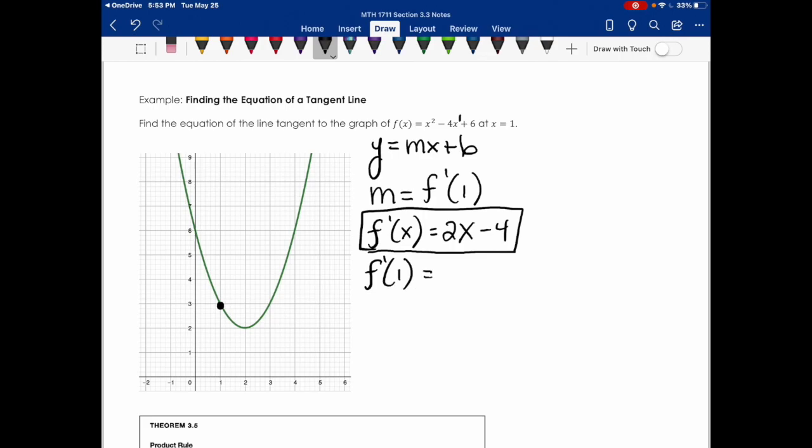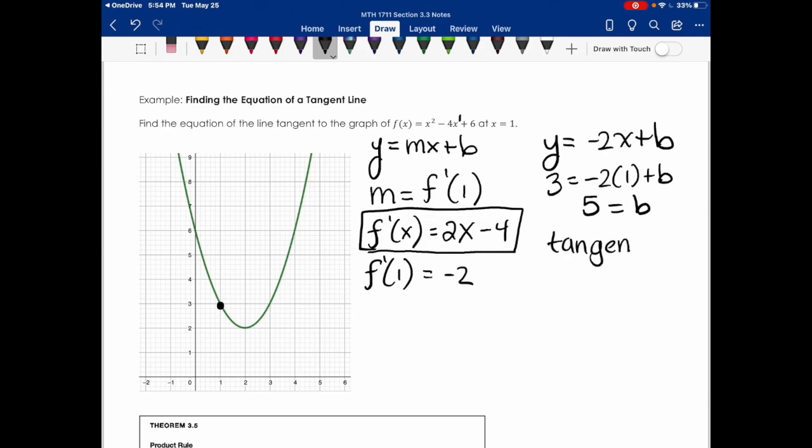If I want to find the derivative specifically at 1, I need to plug in 1 to the derivative. So I get 2 times 1, which is 2. And then 2 minus 4 is a negative 2. So now I know what my slope is. So I'm going to plug in negative 2 for my slope. But now I have to plug in a point for x and y so I can find b. I know I definitely want to use the point 1 for x because I know for sure that that's on my tangent line. If I plug in 1 for x, I'm going to get out 3 for y. So I know my corresponding value of y is 3.